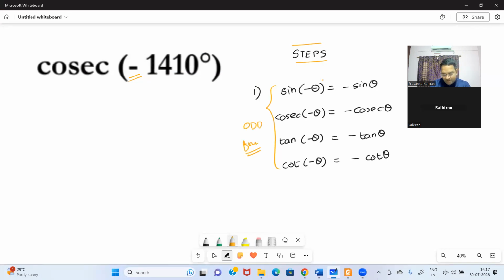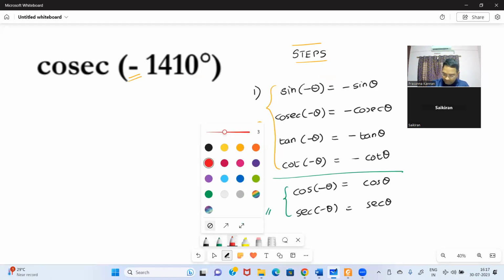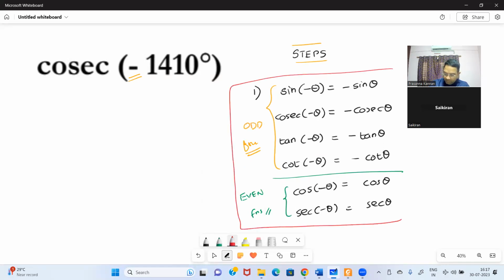Do you remember last class I discussed odd and even functions? Cos of minus theta will be plus cos theta. Secant of minus theta will be plus secant theta. These 2 are even functions. So use the property first. Go through this property once. Is it clear?